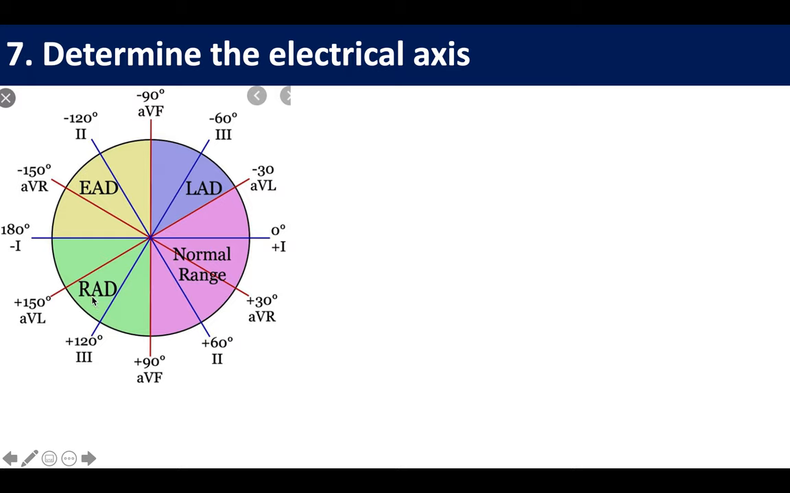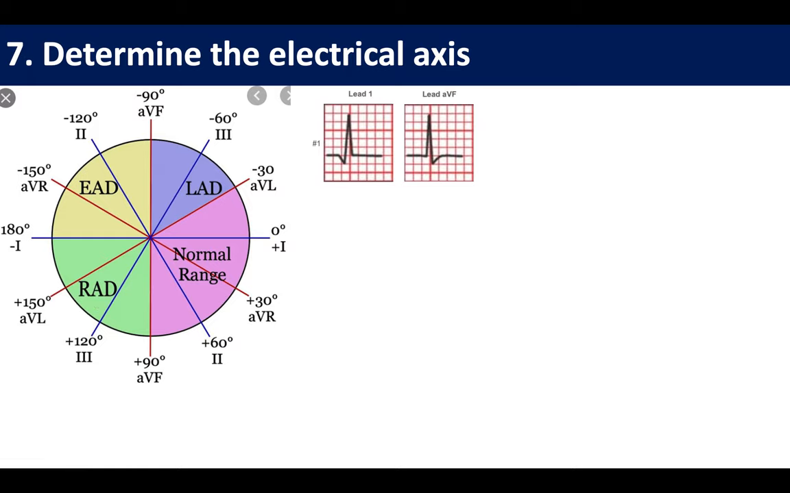How you go about doing this is by looking at two main leads, lead 1 and lead aVF. In lead 1, if there is a positive deflection, listen carefully, if you look at this graph, start at the point, a positive deflection is towards 0. You're somewhere here, it's positive. And if lead aVF is also positive, that means it is in the normal range. So positive means plus 90 to 0.